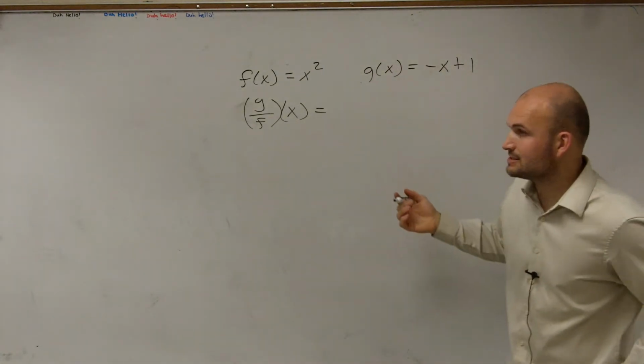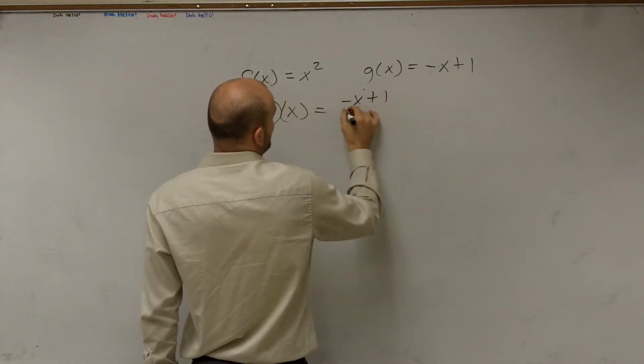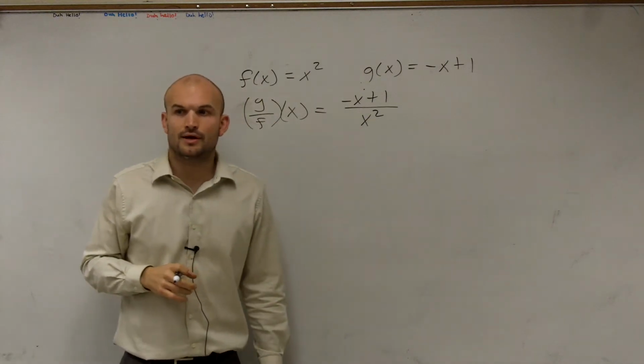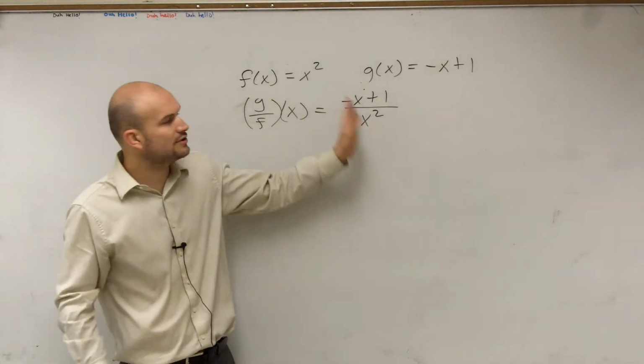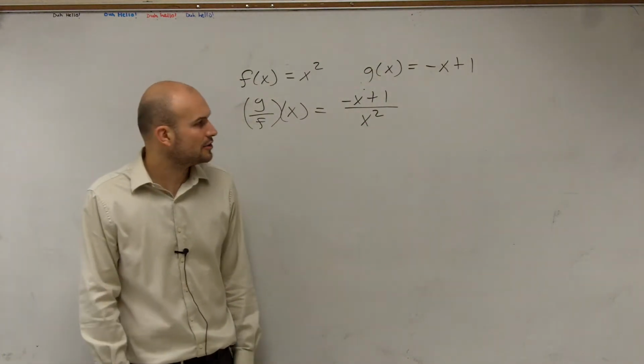So in a case like this, now I'm going to take my g of x function, which is negative x plus 1, and divide it by x squared. All right? Now, in this one, you could divide this into both those terms, but it's not really going to help simplify the answer.